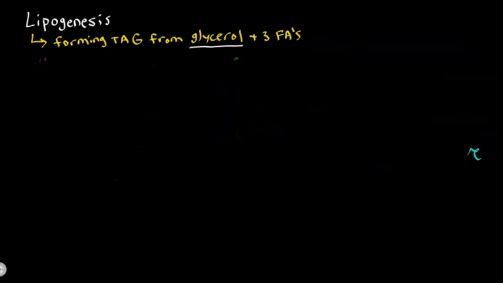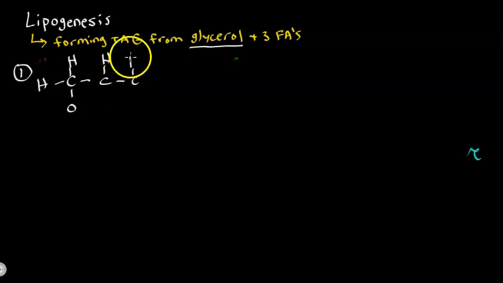So let's look at the first step. So what happens first? Well, the first step is we're going to take that glycerol 3-phosphate that we made. This can happen in the liver or in the adipose tissue. So let me actually draw the structure of glycerol 3-phosphate.